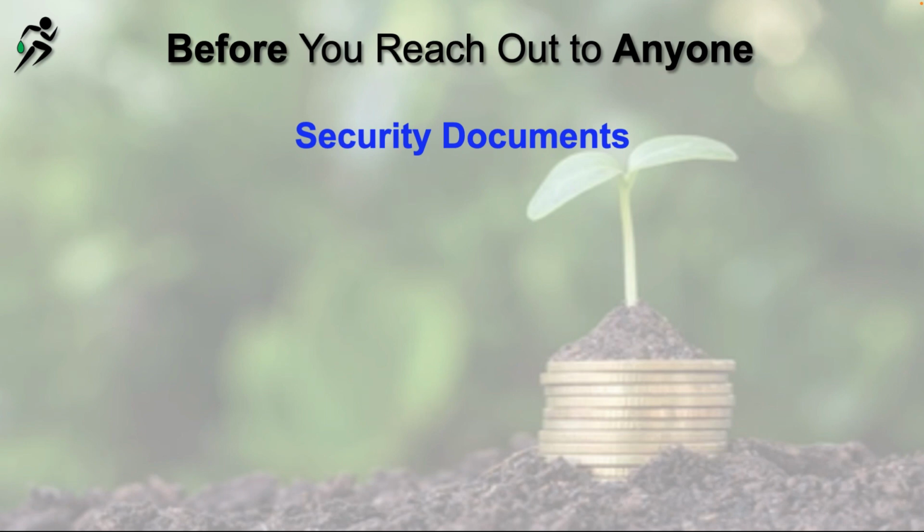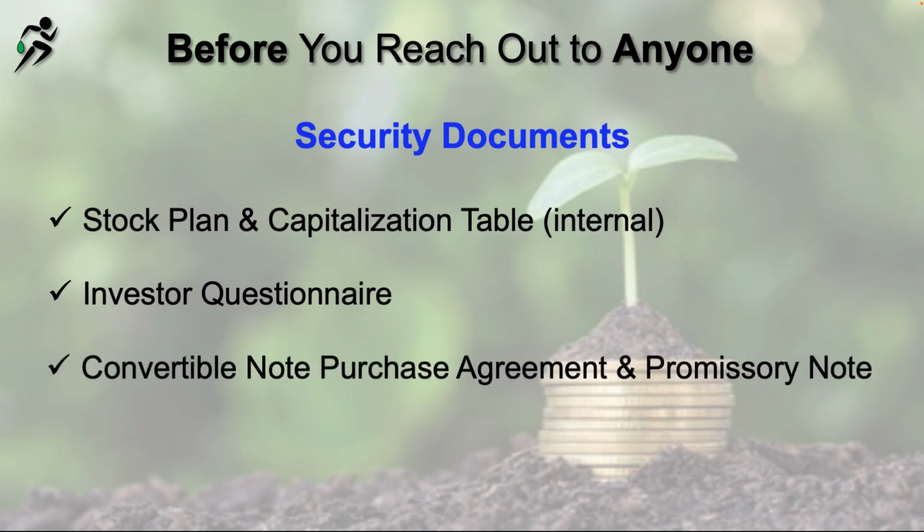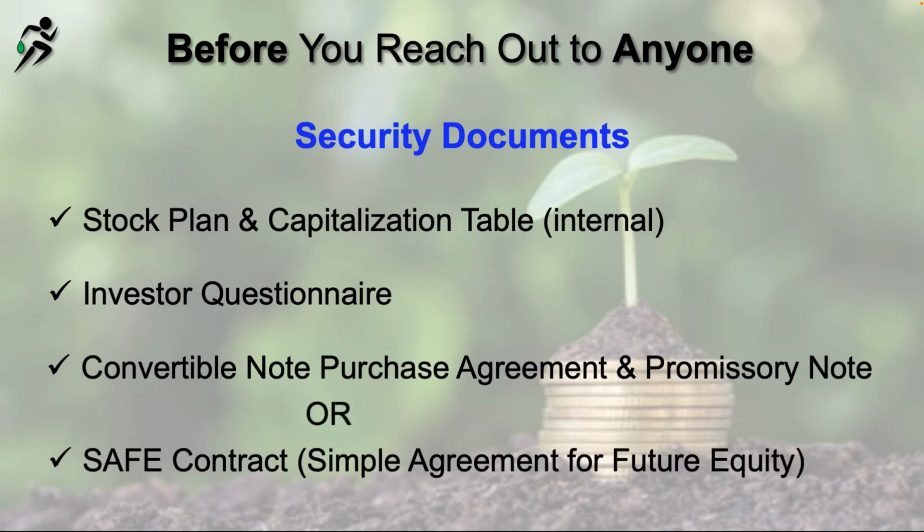So in addition to your corporate documents, you should already have your own stock plan and capitalization table. But you need an investor questionnaire they fill out and sign to document that they are an accredited investor. And if you're raising money under a convertible note, you need a purchase agreement and a promissory note. Or if you're raising money under a SAFE contract, you need the appropriate agreement with the terms you want.